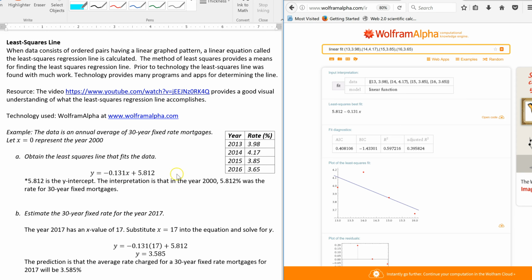I can use this equation to try to predict what the 30-year fixed rate mortgage will be for the year 2017. It's a prediction, it's not an absolute. So in the year 2017, it has an x value of 17. I substitute this 17 in for the x variable and solve to arrive at 3.585. This means the prediction for the average rate charged for a 30-year fixed rate mortgage for 2017 will be 3.585%.